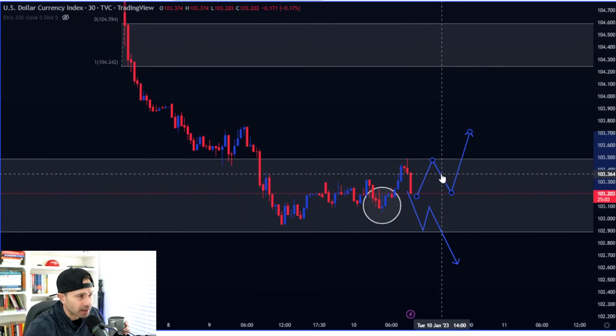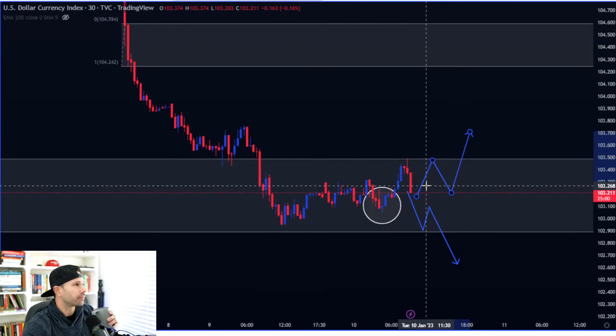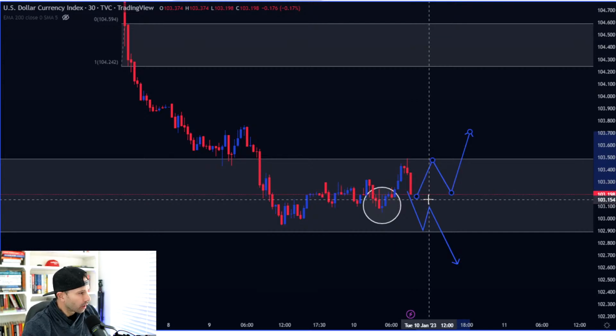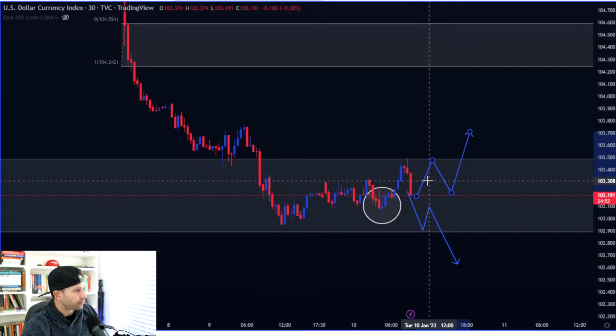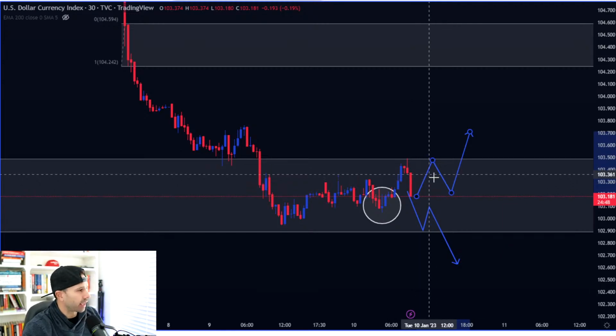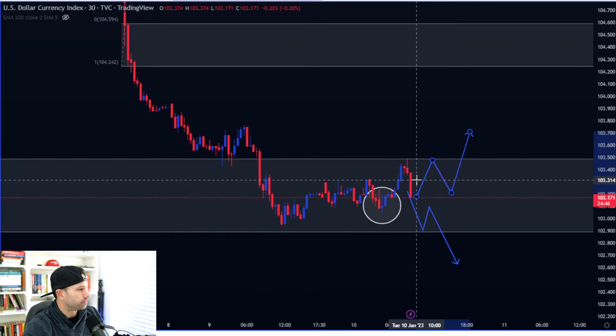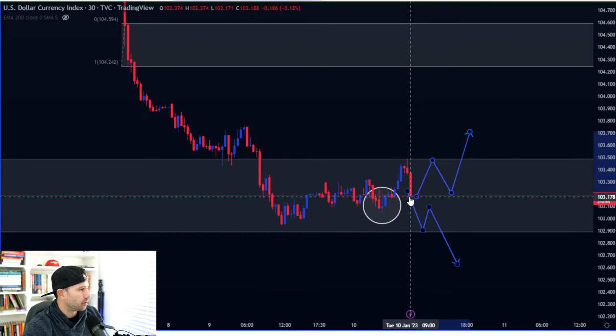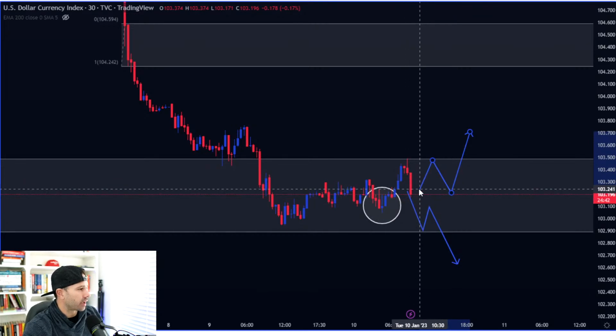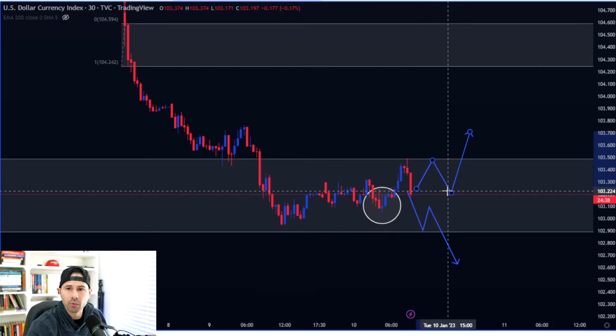I'm not a huge fan of shorting the equity markets when the dollar is sideways, because it can break to either side and then not give us a clear direction. So I would need more than one enhancer if I want to short.